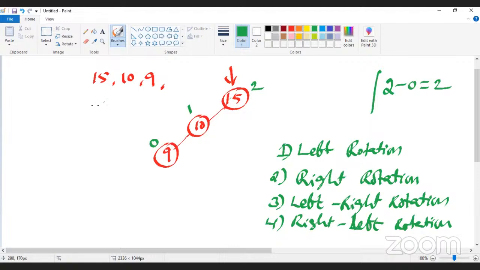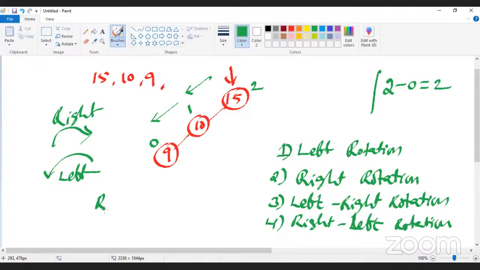See, this is called which direction? Right rotation. This is called left. Just remember this. These rotations can be done only on 3 nodes. Here there is a left node and again a left node. If it has left and left, you do right rotation.